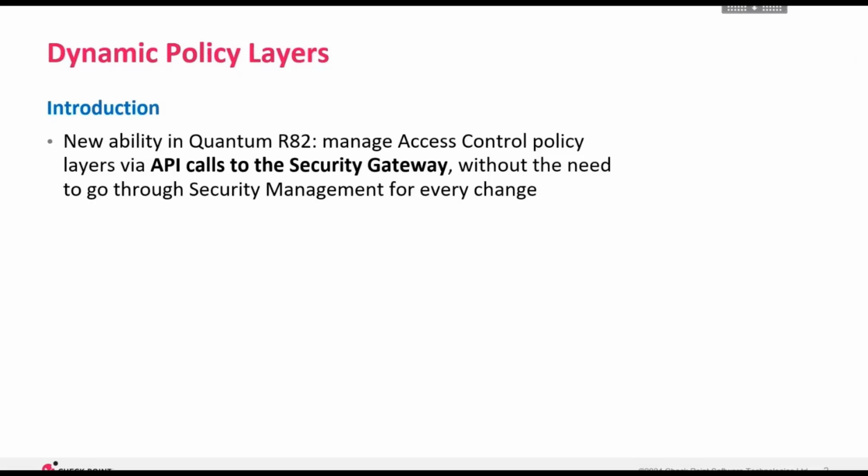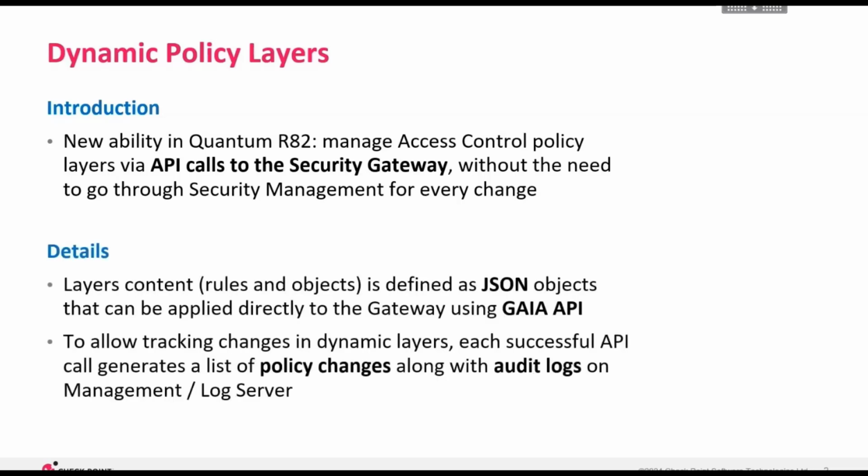Manage the layers of access control policy directly on the gateway via API calls without the need to use the management for every change. The contents of the dynamic layers are defined in JSON objects, and they are applied via Gaia API.